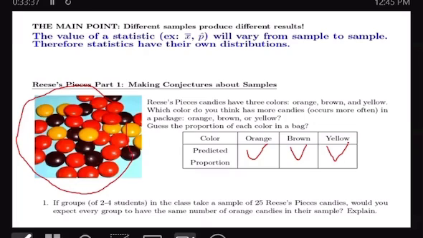Why is it that it's not the same? Even though you are selecting the same sample size, don't forget you are choosing at random. The composition of the candidates in terms of color in my cohort is different from yours.